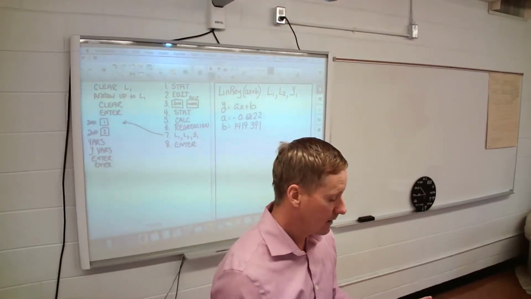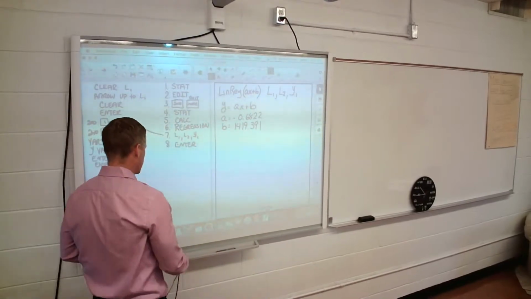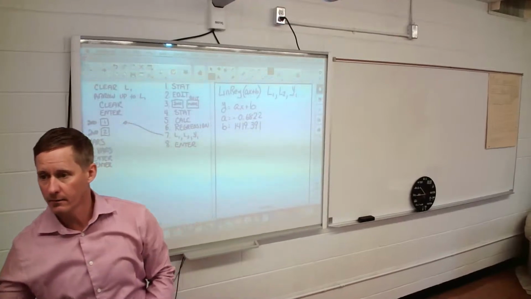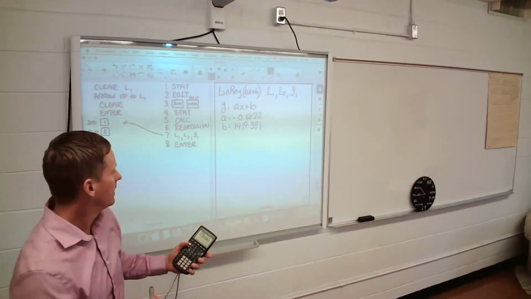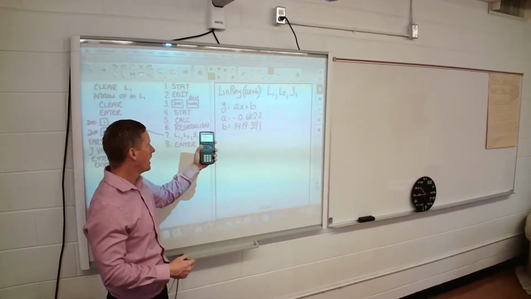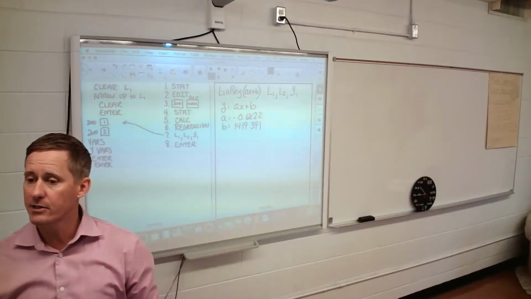We're all good? Okay, now we are not entirely finished yet, because this is their equation. That's what we were looking for. We're looking for the regression equation. So the equation is y equals negative 0.6822 x plus 1419.391. That's the equation of the line.